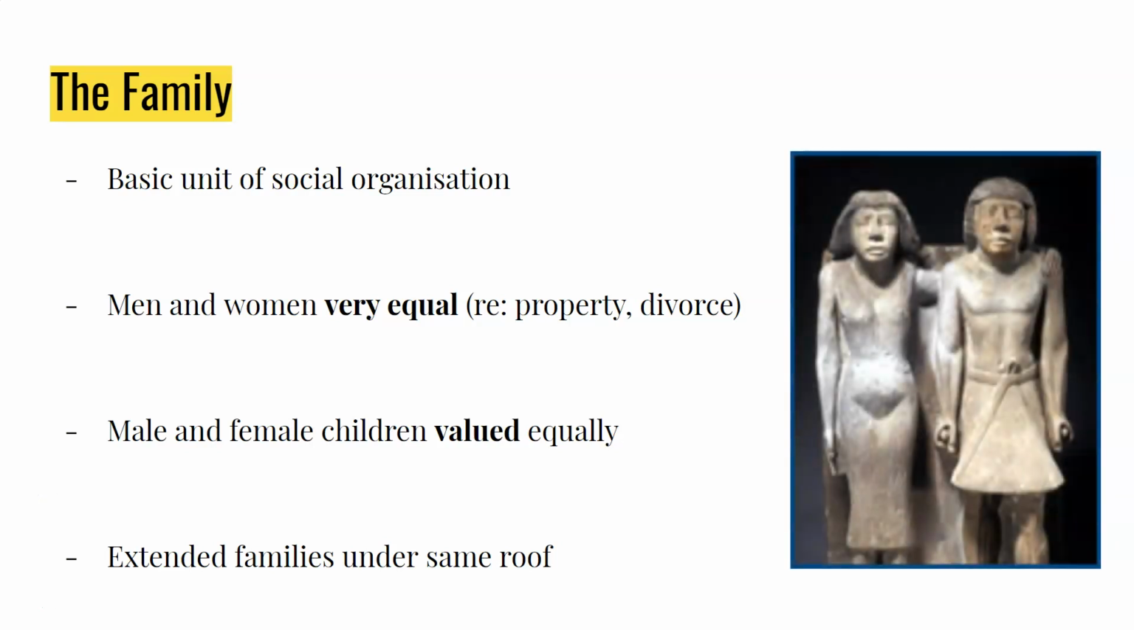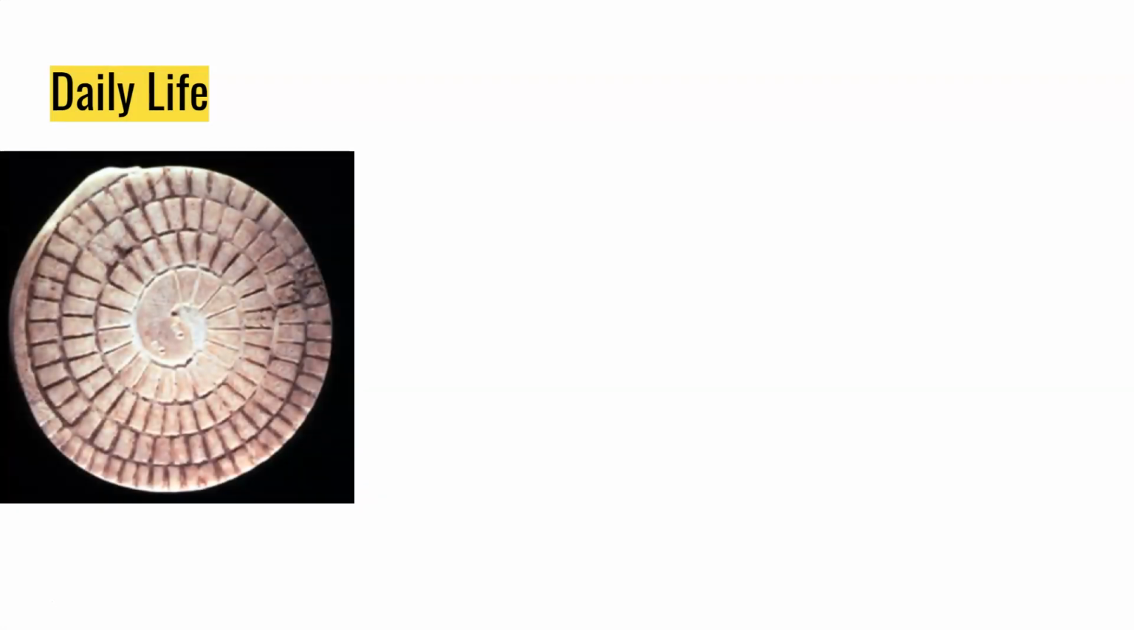Okay. So here we've got just a representation of an actual artifact from ancient Egypt representing a married couple, just to show you a little bit about what we mean by that equality. And you could see in that image, they were basically sculpted to be equal. Now, in terms of daily life, a lot of the stuff that the ancient Egyptians did in their daily life, you guys would be fairly familiar with.